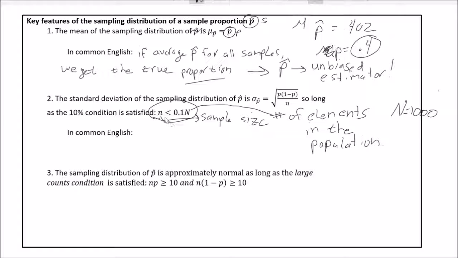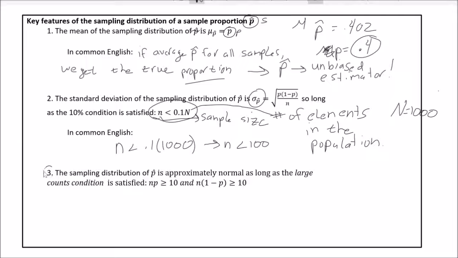And so in order for this to apply, our sample size has to be less than 10% of that. So that tells us that n has to be less than 0.1 times 1,000, or n has to be less than 100. Okay, and so the setup we had satisfies that. We had chosen n to be 50. And so that's totally fine. Okay, what about the last one?